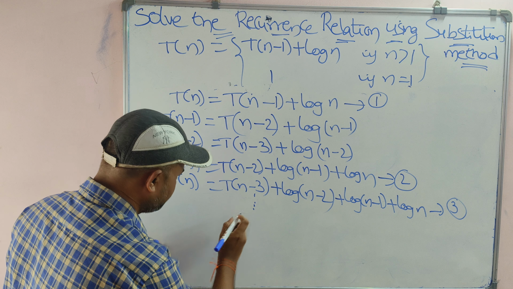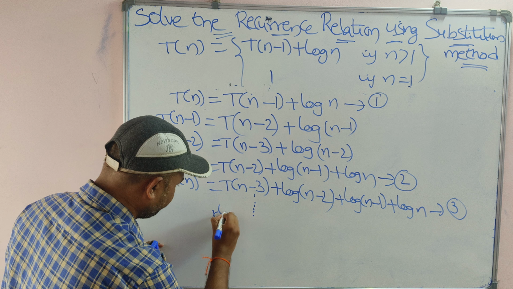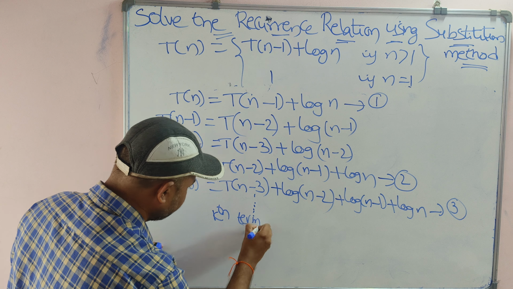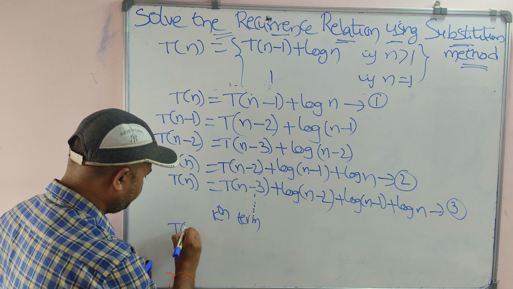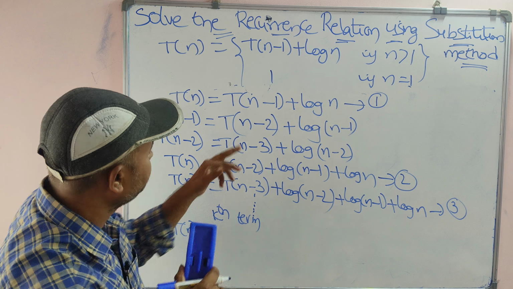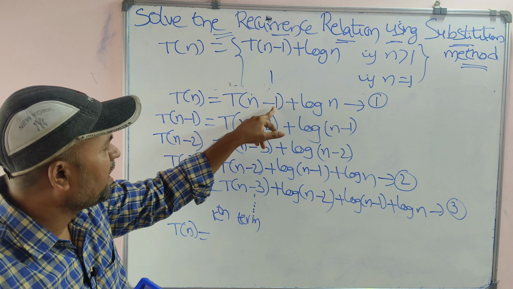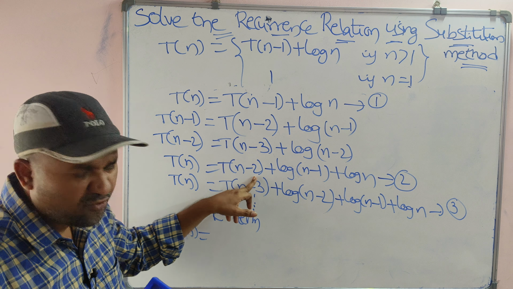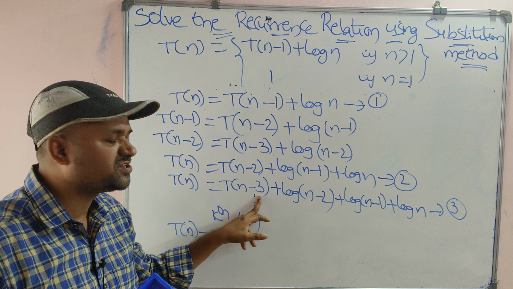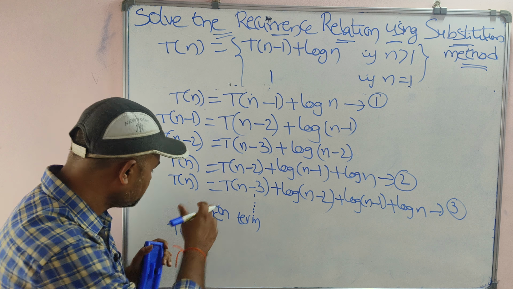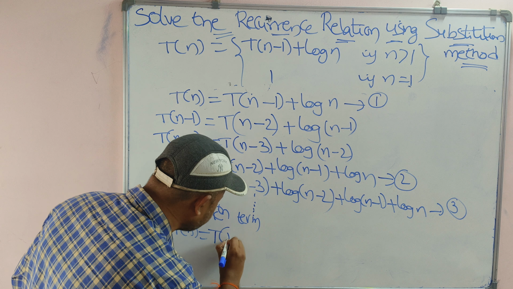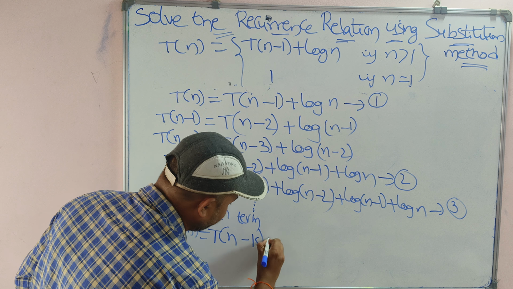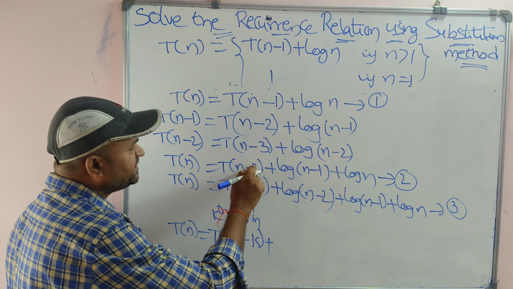So on to the final term, the kth term. After k number of steps, let us write what is T(n). If we observe, the first equation has T(n-1), the second equation T(n-2), the third equation T(n-3). So likewise, we can repeat the process up to T(n-k). So this k value is nothing but 3, 2, 1.